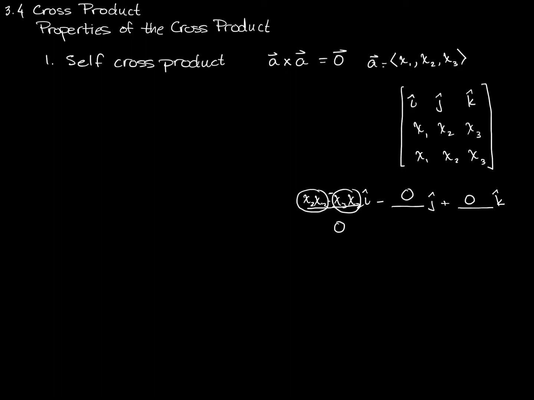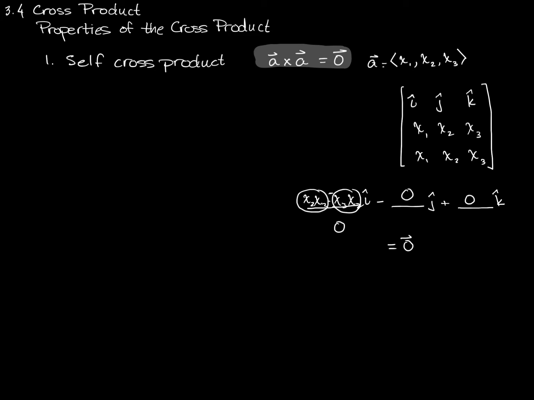So technically that's a proof because I've used a nice generic vector to do it with, but I haven't written it out as a proof, so I wouldn't really call that a proof as much as just a demonstration. But that's the self-cross product. The result of the self-cross product is that your new vector, your resulting vector, will always be the 0 vector.